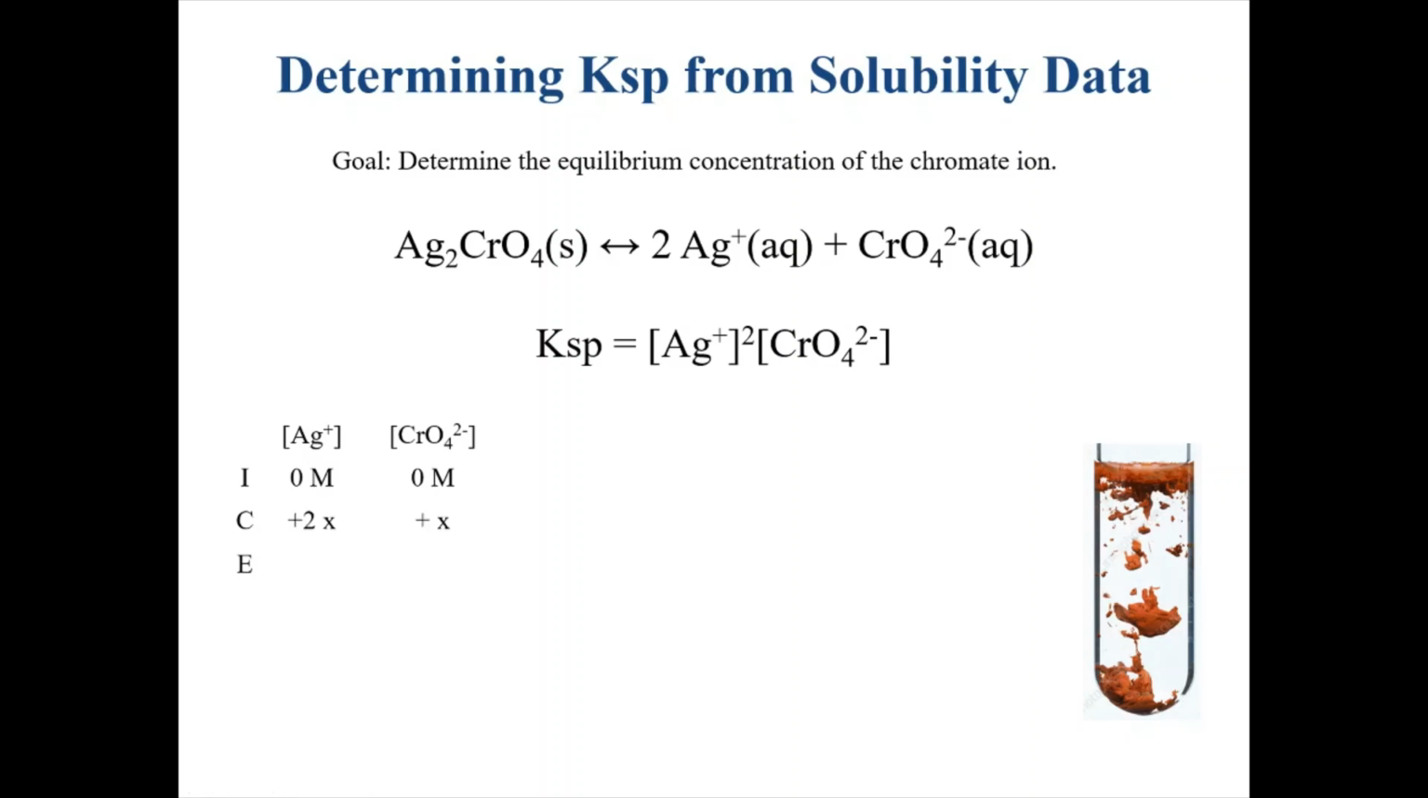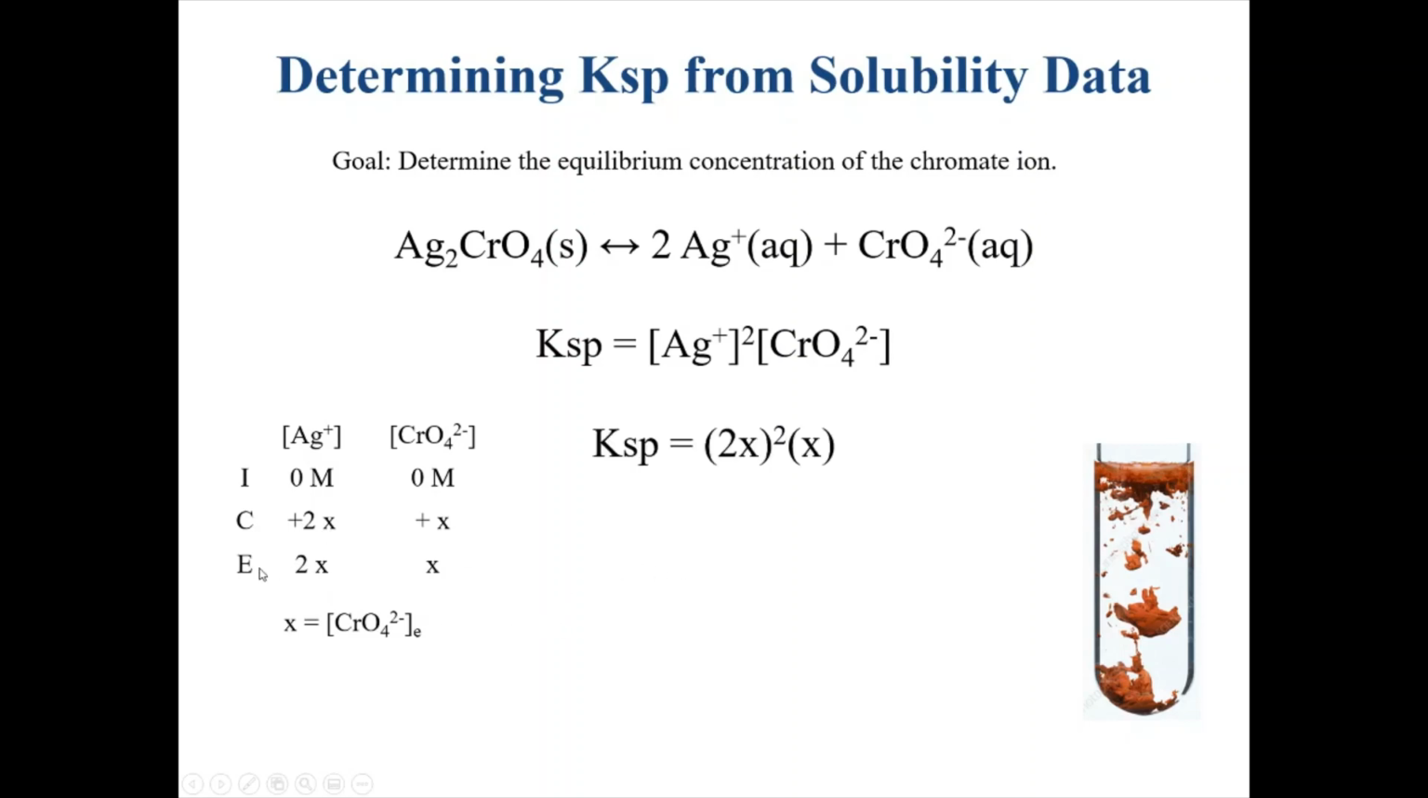Then, over time, as we equilibrate, we're going to add some silver and some chromate. The amount that we add is going to be in a 2 to 1 ratio, and we know that from the stoichiometry. There are 2 silvers for every 1 chromate, so that's where I got the 2 and the 1. At equilibrium, we're going to have silver as 2x and chromate as x, and x in this case is going to equal the concentration of chromate. So if we're able to measure the concentration of chromate somehow, then we also know the concentration of silver, because it will be 2 times that concentration, or twice as concentrated.